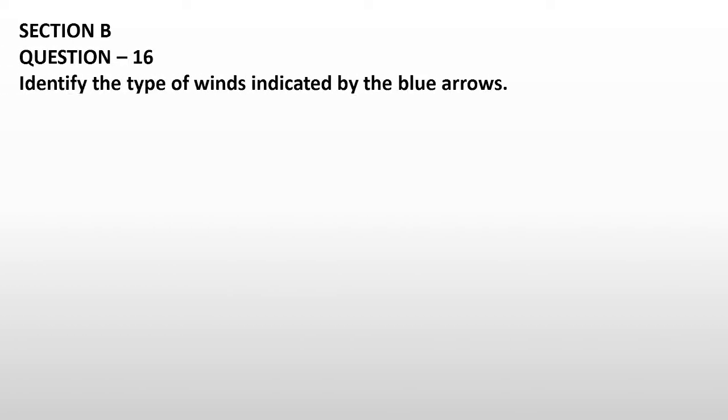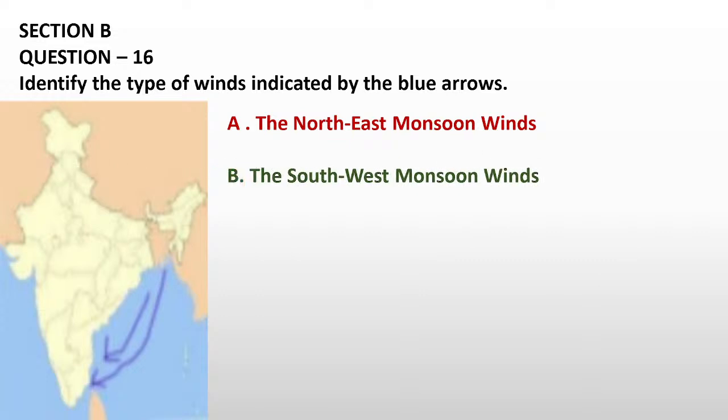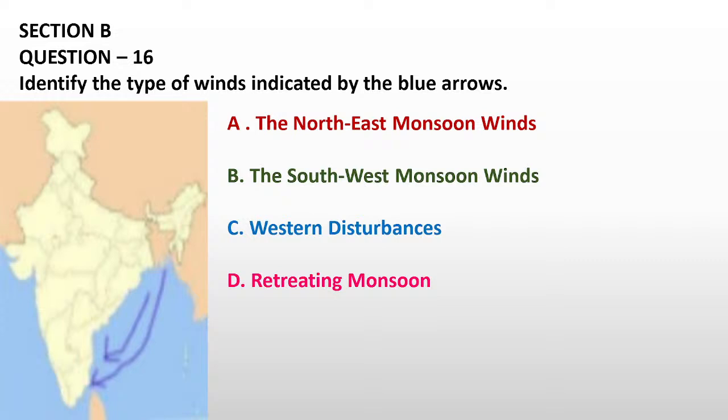Question number 16. Identify the type of winds indicated by the blue arrows. Please see the picture very well. Identify the type of winds indicated by the blue arrows. And your options are A. The northeast monsoon winds. B. The southwest monsoon winds. C. The western disturbances. D. The retreating monsoon.